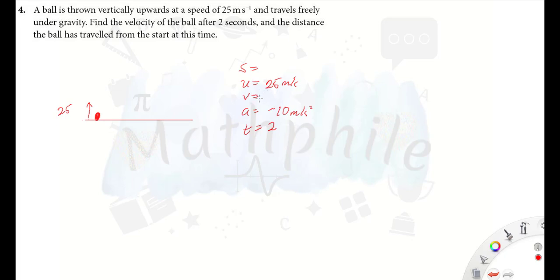Okay, so let's do the manipulations. We can find the distance using s equals ut plus half at squared. You're finding distance first. S now becomes: u is 25 and t is 2, so 25 times 2, plus 1 over 2 times a, which is given to us as negative 10, times t squared, which is 2 squared. So do the calculation for me and that should get you something.